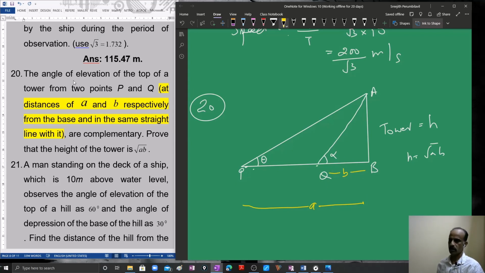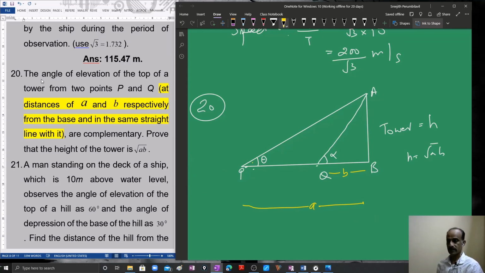Coming back to the question, the angle of elevation of the top of the tower from 2 points P and Q are complementary. Coming to that complementary part later. P and Q are at distances of A and B from the base in the same straight line, right? Leave that part. So this is clear. This distance is A, this distance is B.